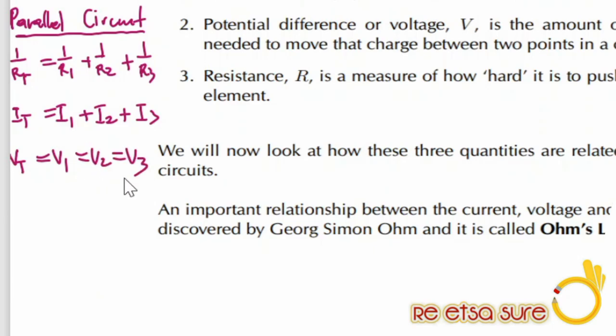For parallel connection, here we are going to have the bulbs or the resistors that are connected in parallel. So it shows that in terms of current, our current will split. But remember that in terms of potential difference, across parallel resistors it is the same.